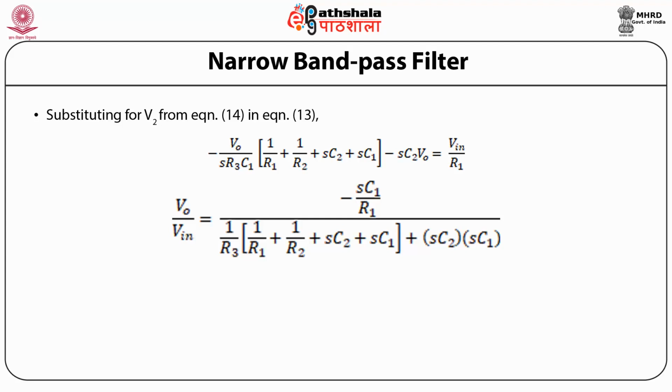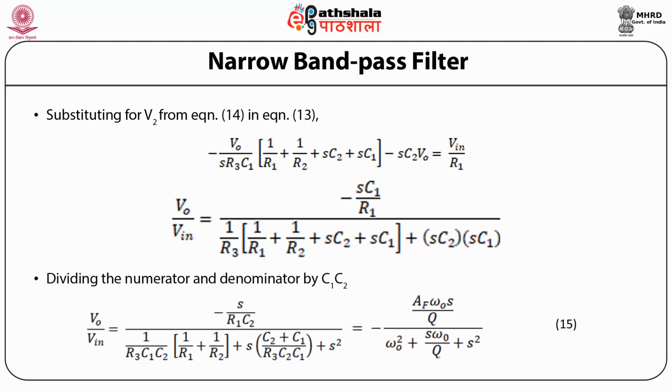In the third case, at frequencies f much much greater than fL and fH, the terms f by fL whole square and f by fH whole square in the denominator will be very large in comparison to 1. Therefore, modulus of V0 by Vin is equal to AFT into f by fL divided by square root of f by fL whole square into f by fH whole square. This equals AFT into fH by f, that is, gain is inversely proportional to frequency. As frequency f increases, gain decreases, which is shown in the figure.